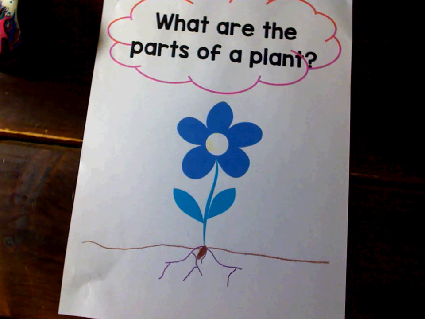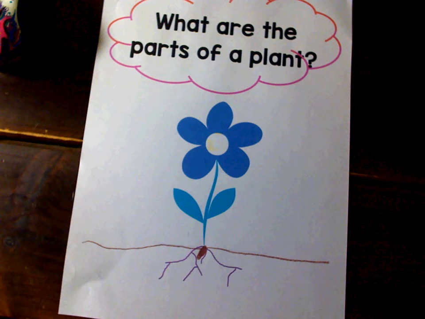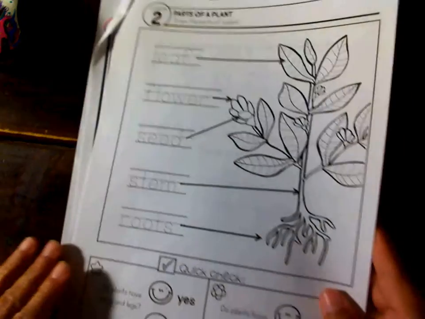Now, this is a quick lesson. What I want you to do is get out your science workbooks. You are going to need some crayons and a pencil, and we're going to open to lesson 2. Pause the video if you need to now.